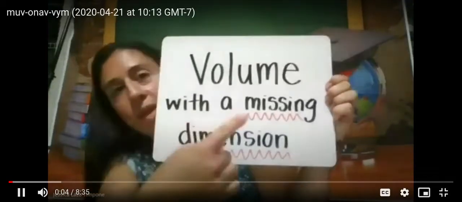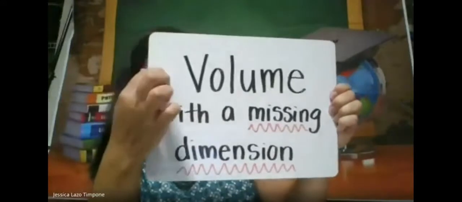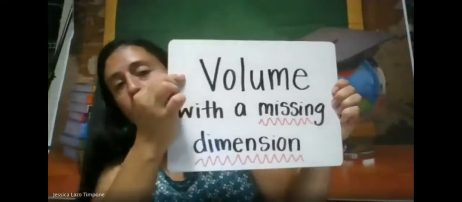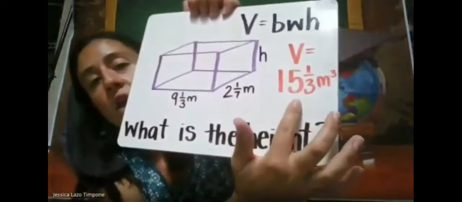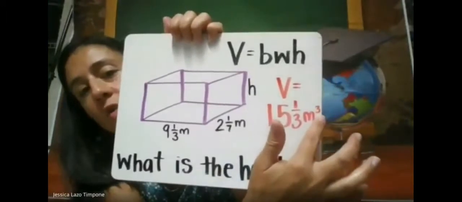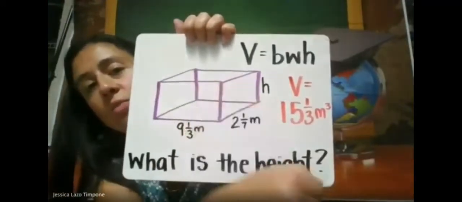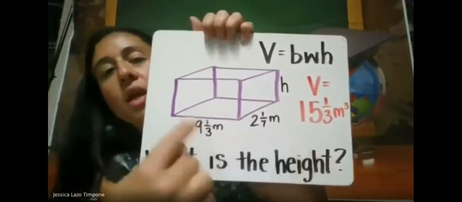We're going to do volume with a missing dimension, which means that you are given the volume and you are missing either the base, the width, or the height. So let's look at the problem that we're going to do today. We're going to be given the volume is 15 1/3 meters cubed. And the reason it's cubed is because we are filling the space, which is 3-dimensional.